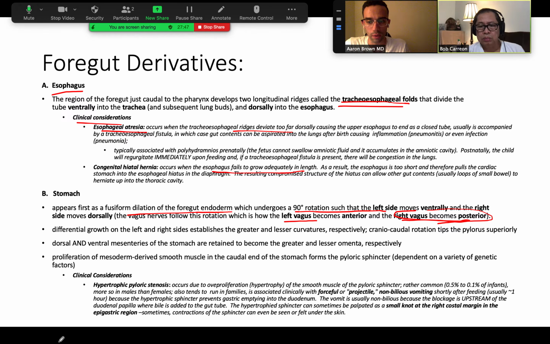Okay, so what about clinical considerations? So there's this condition called hypertrophic pyloric stenosis. What is this one about, Bob? Can you tell me a little bit about pyloric stenosis?